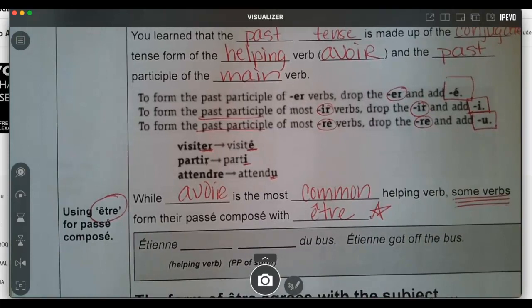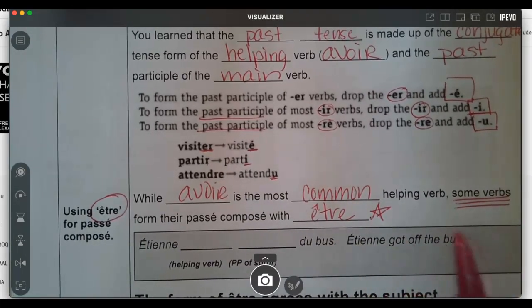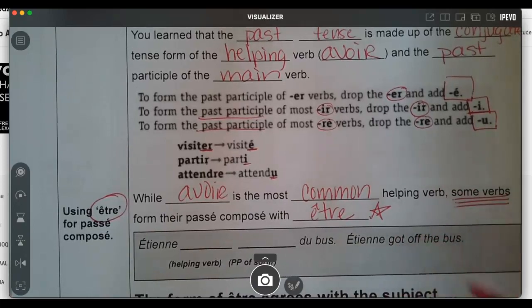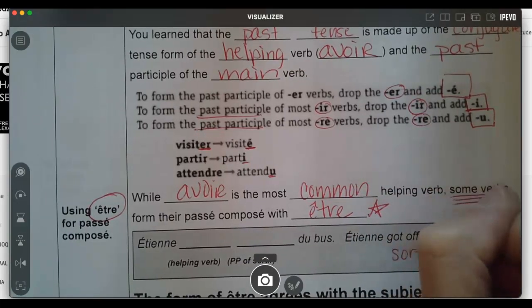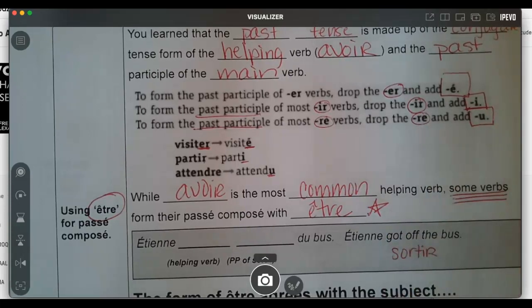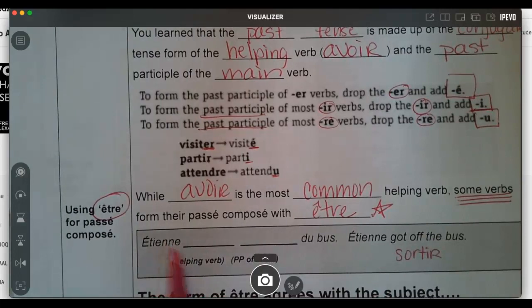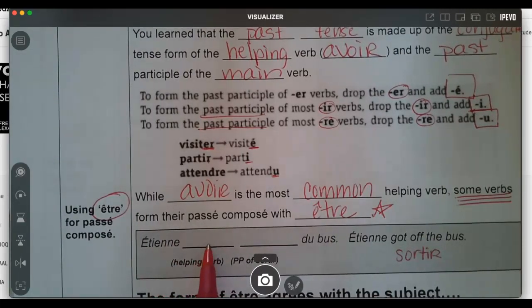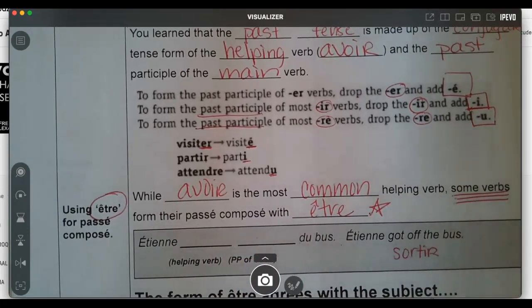So, for example, this sentence, Etienne got off the bus. Now, if you're going to get off of a vehicle or get out of a vehicle, the French way to say that is sortir, which means to go out. Okay? So this would turn into Etienne actually went out of the bus. So, sortir is one of those words with être.